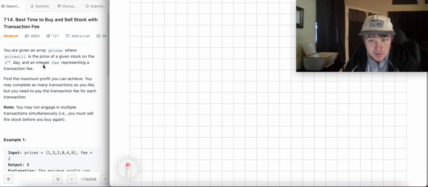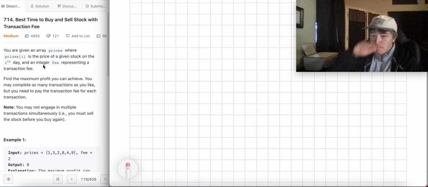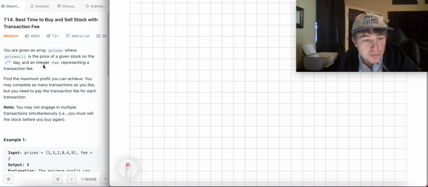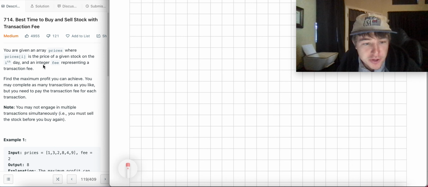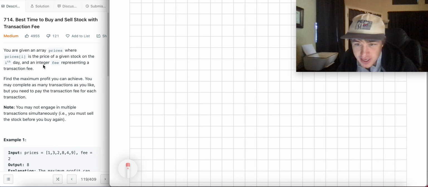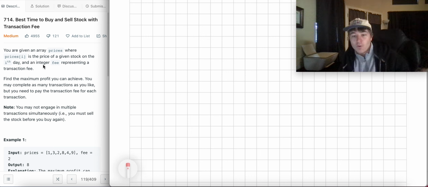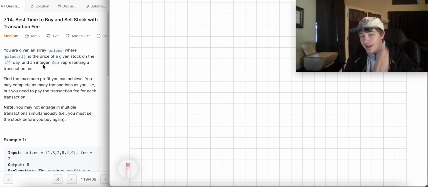So if you want to find the maximum profit, you have to think about when you're buying and how many times you should buy, because every time you buy and sell, you have to pay that transaction fee. You may complete as many transactions as you like, but the more you do, the more of that fee you're going to have to pay. You need to pay the transaction fee for each transaction, right? So it's not just a one-time thing. You don't pay it on one transaction and that's it. No, you pay it on every single transaction you do. Every time you buy and then you sell, you pay that transaction fee.